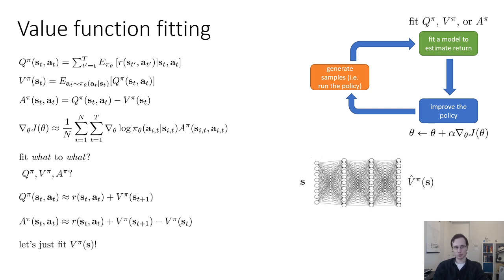So what we're going to do is have another neural network that takes in the state as input and outputs an estimate for the value. So it takes in a state and outputs a scalar value. And we're going to use this network to compute these advantages, which we'll then plug into the policy gradient. And just to keep the notation straight, we'll say that theta represents parameters of the policy and phi represents parameters of the value function.